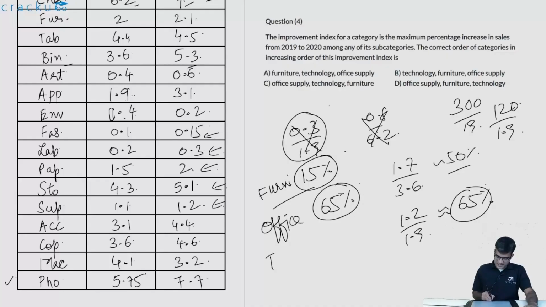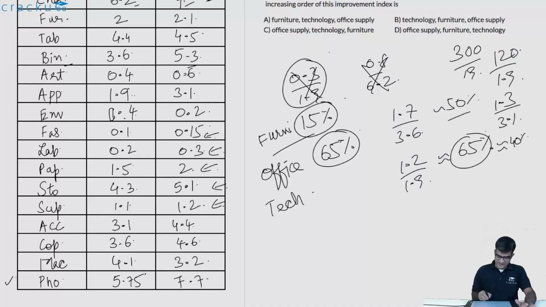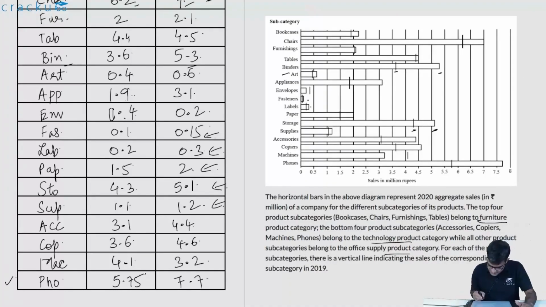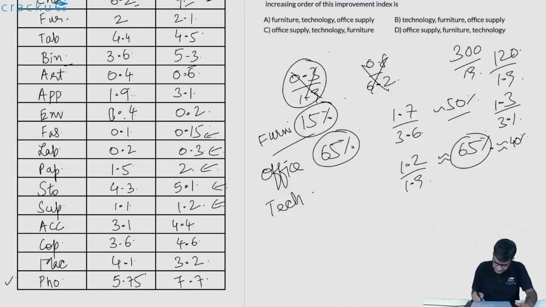Now let us look at the last one, which is technology. Amongst the four categories in technology, we'll have to figure out which of them has the highest percentage increase. For accessories, I think ACC, it is 1.3 by 3.1. 1.3 divided by 3.1 will be approximately 40%. Maybe it is less than 40%, roughly around say 40%. Let me just check it out once. Accessories, yeah, this should be around 40%.